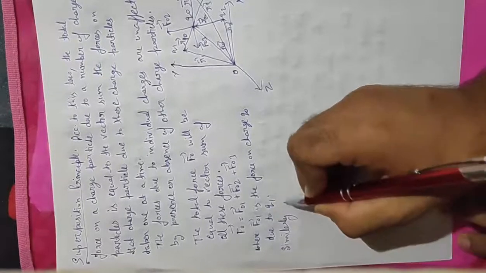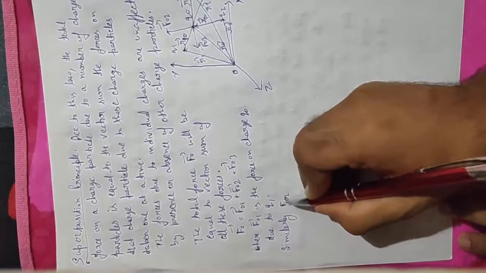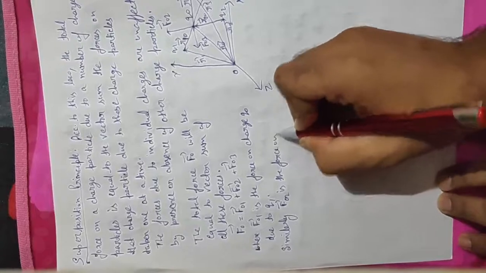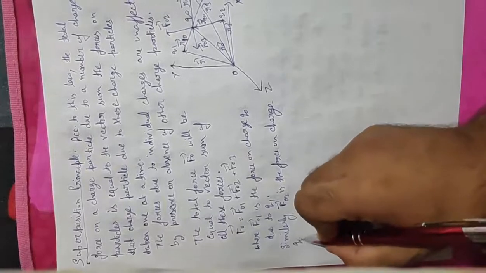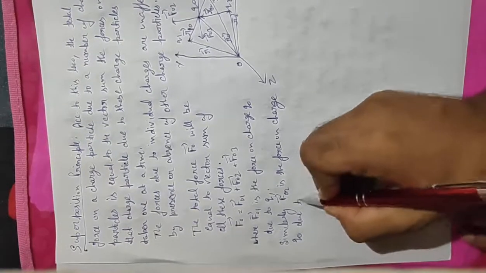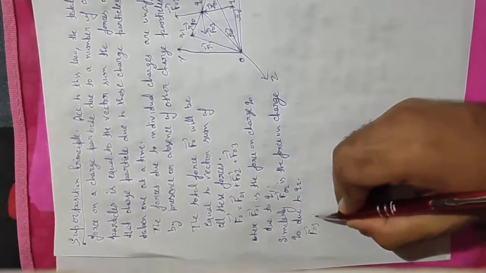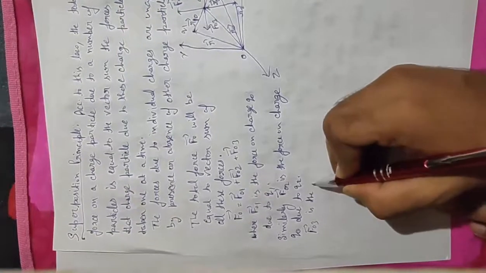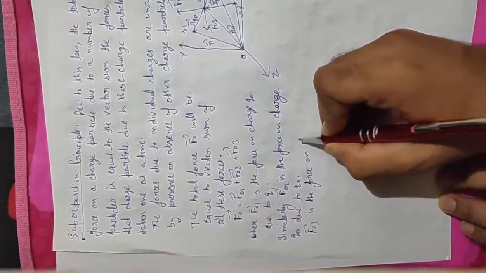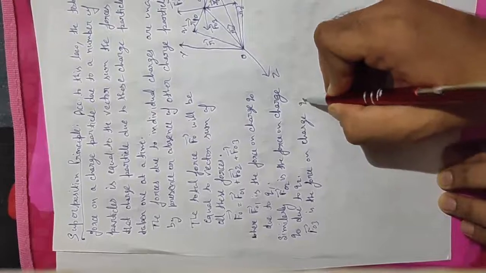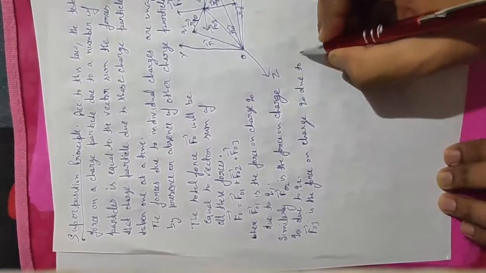Similarly, F naught 2 is the force on charge Q naught due to Q2. F naught 3 is the force on charge Q naught due to Q3.